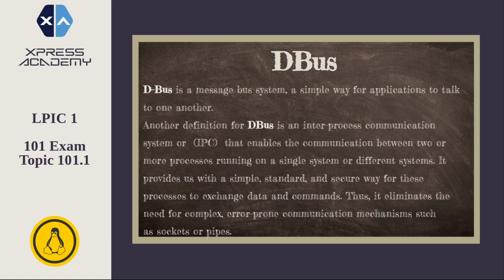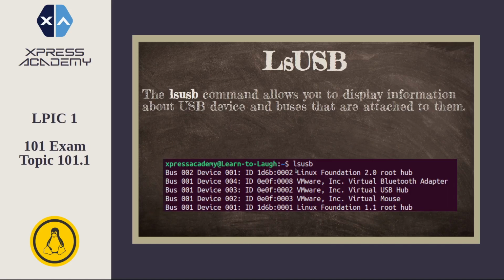Beyond its wonders, dbus reads information from the dev directory, connecting it with the user. Consider dbus as a helper that saves programs from dealing with the complexities of the dev and sys directory. Another perspective on dbus is an inter-process communication system (IPC), enabling communication between processes on the same or different systems. It provides a straightforward, standard, and secure channel for data and command exchange, eliminating the need for complex mechanisms like sockets or pipes.